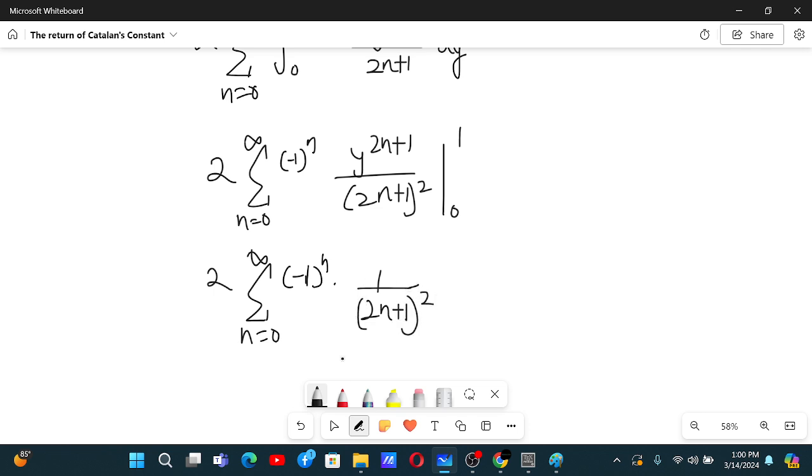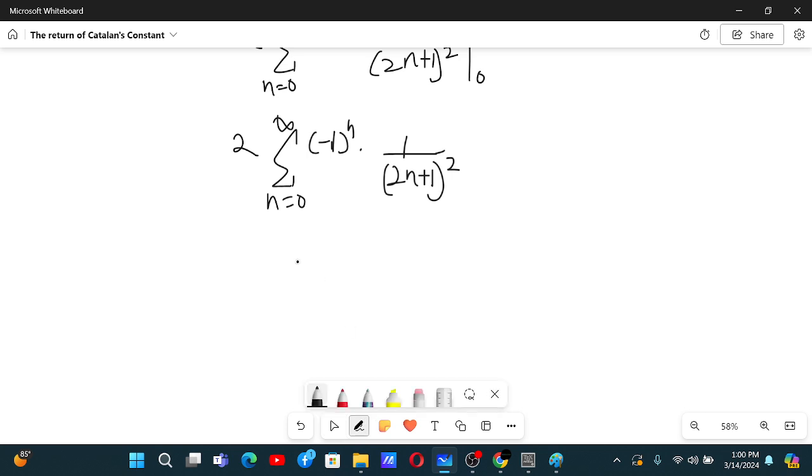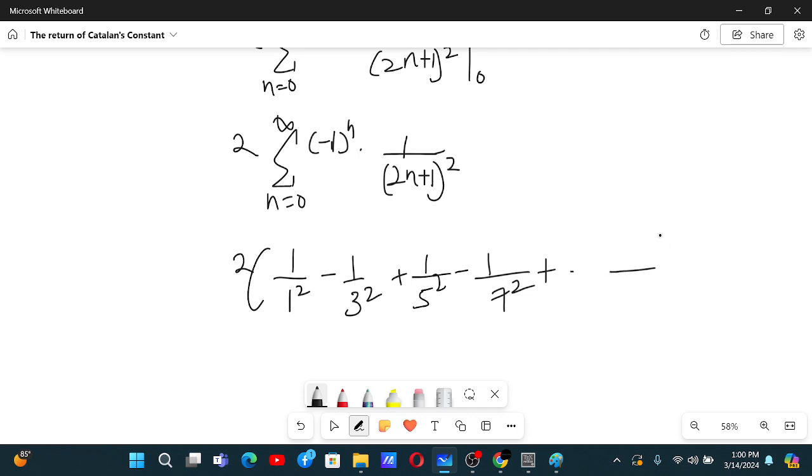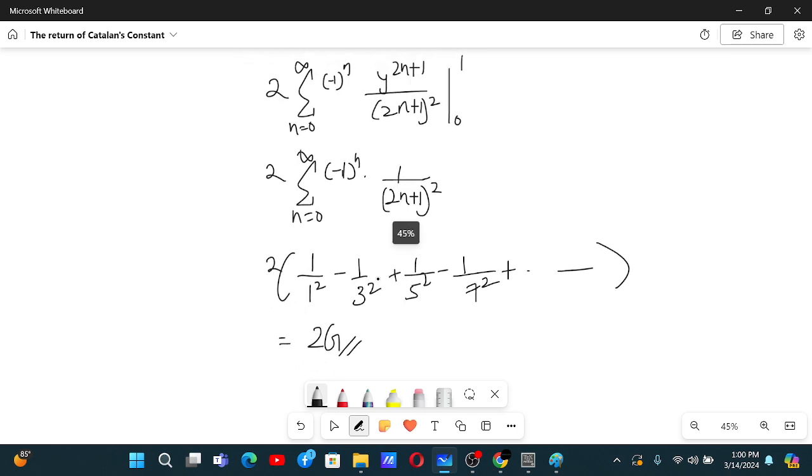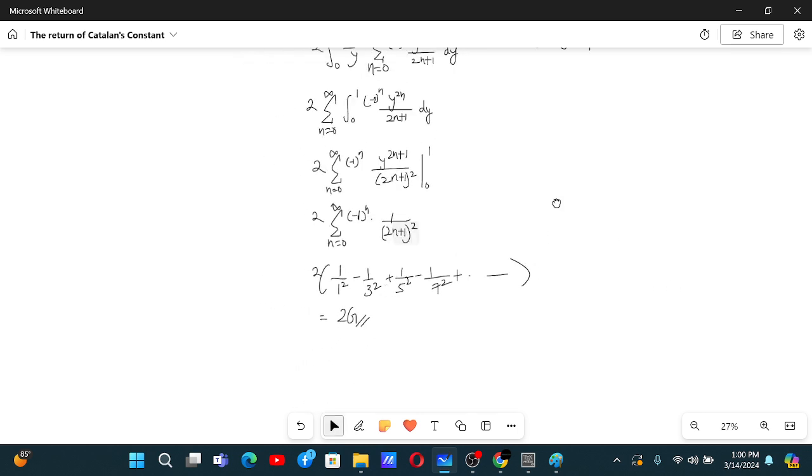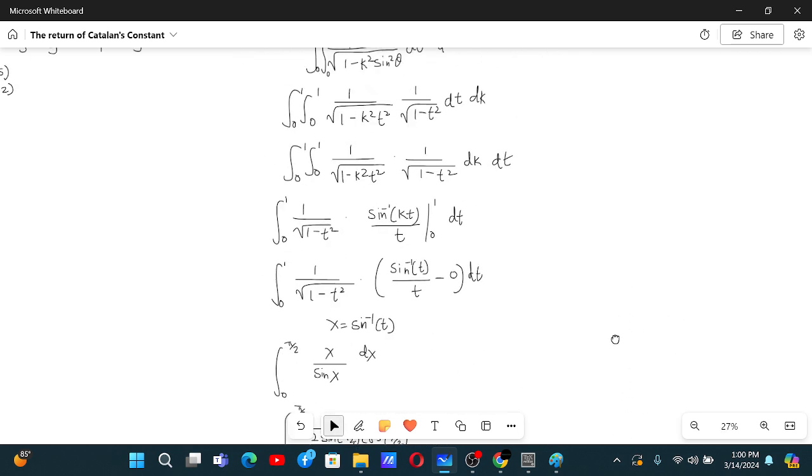Now this is the answer. And we see that this sum is actually 1 by 1 square minus 1 by 3 square plus 1 by 5 square minus 1 by 7 square, and it goes on. We know that this is just Catalan's constant, so this is 2 times G. This is how we got Catalan's constant in this integral.